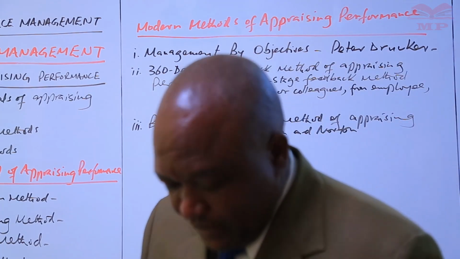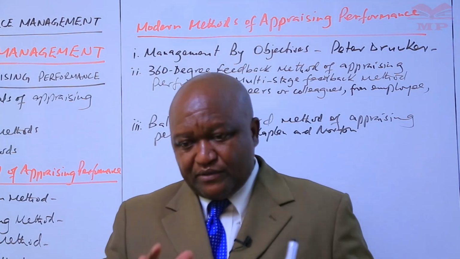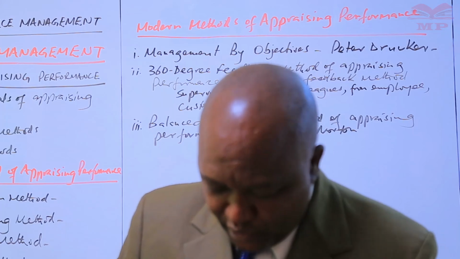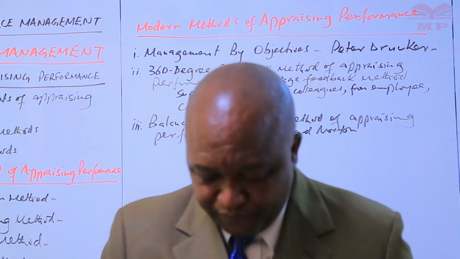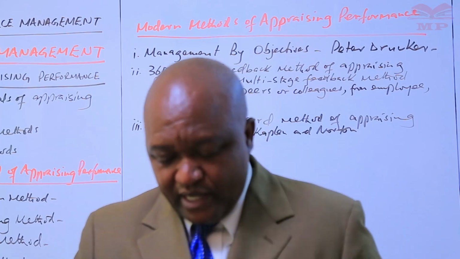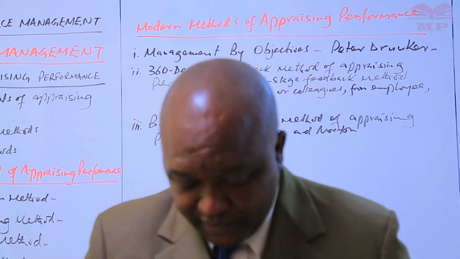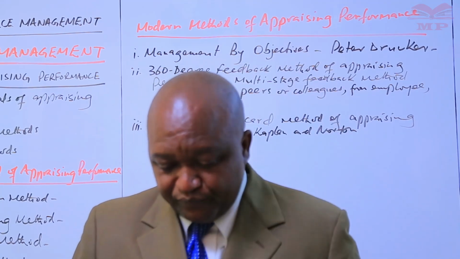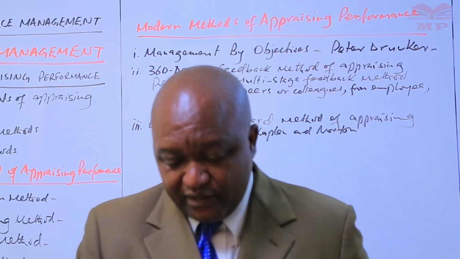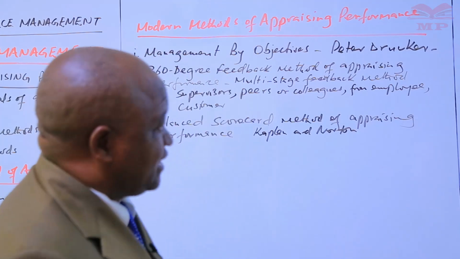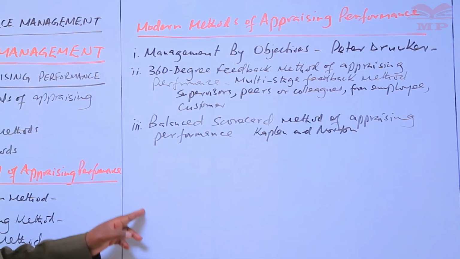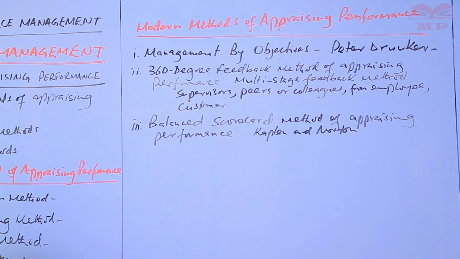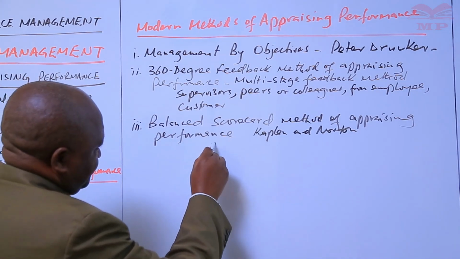So Kaplan and Norton argue that when it comes to an organizational setting, you may want to look at different perspectives, and these perspectives do not necessarily have to be financial perspectives. So they brought in the element of four perspectives, where they looked at the financial perspective, the customer perspective, the learning and growth perspective, and the internal perspective. So these perspectives are able to give you a view of the entire organization in relation to the performance of this particular employee.